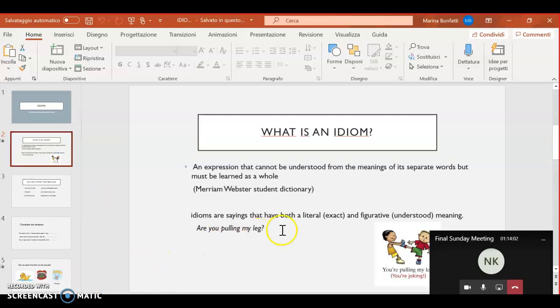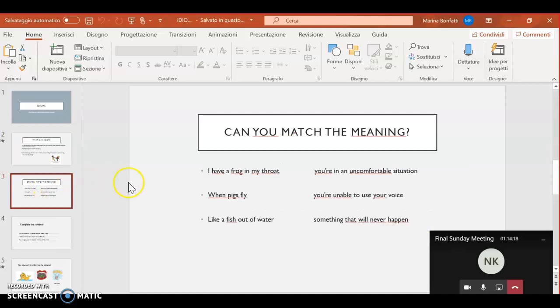Idioms are sayings that have both a literal and figurative meaning. Example, are you pulling my leg? So it can be literal, someone stretches someone else's leg, or just meaning, are you joking? Next, I would give students a few idioms and they should match the idiom to the meaning.